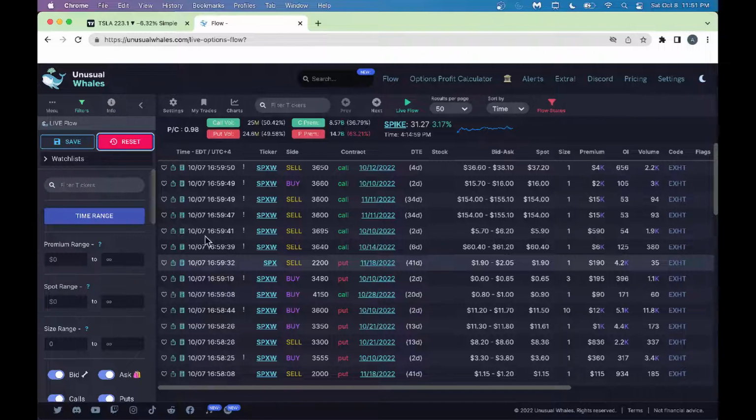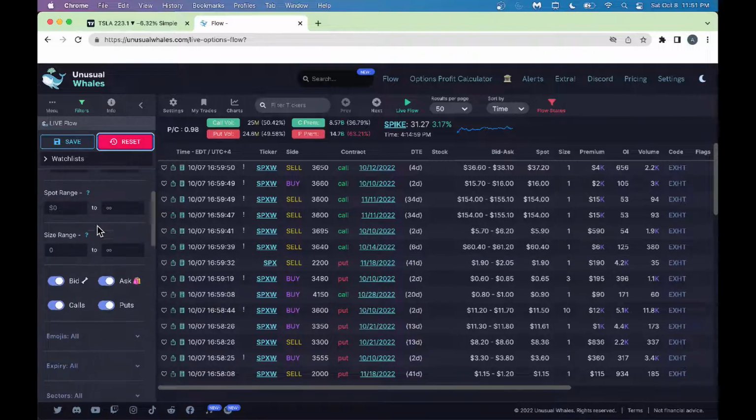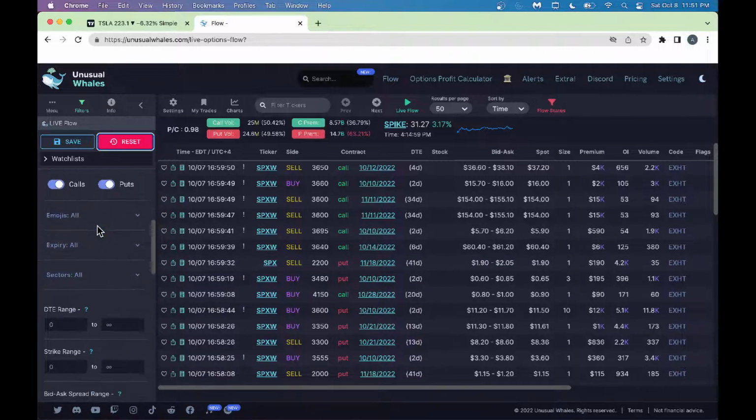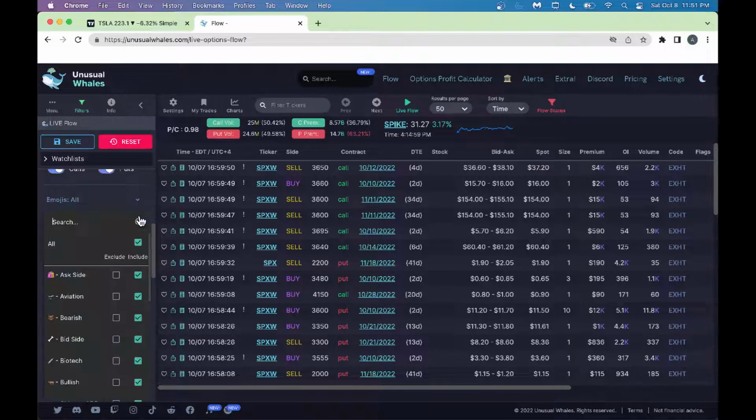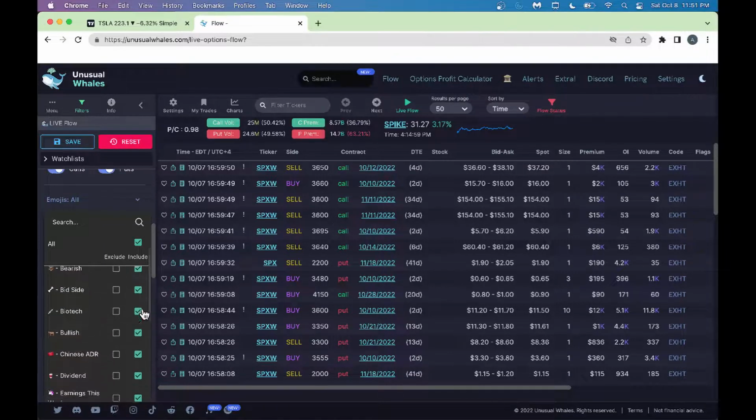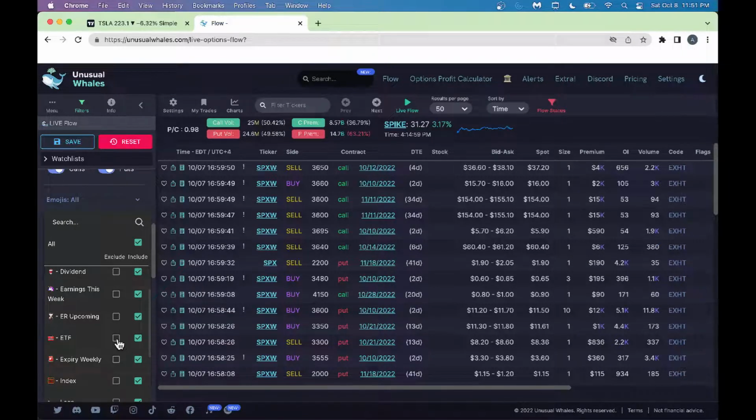What I would recommend here is to start with the emojis. In the emojis, you can look at various things here. You've got ask side, bid side. Don't worry too much, keep it as it is. Just keep going down here. You can exclude ETFs. Click on this here, so you don't look at ETFs to begin with. Start with stocks so that we can build your watch list.